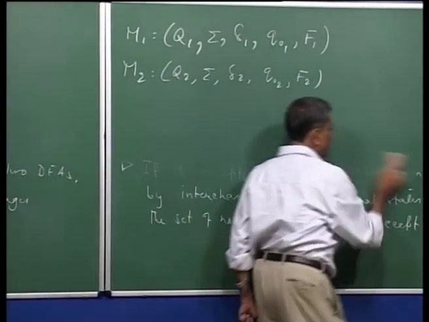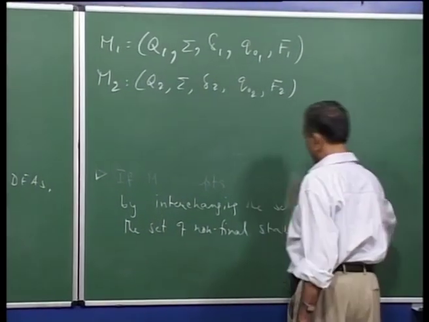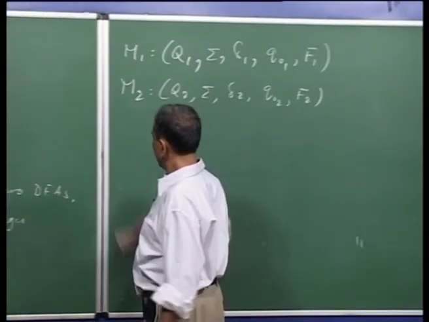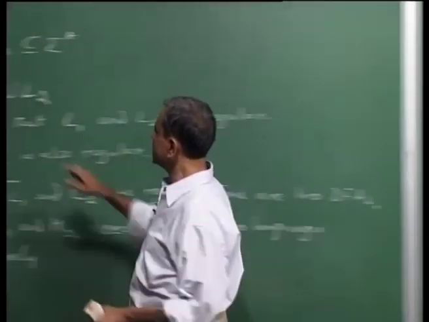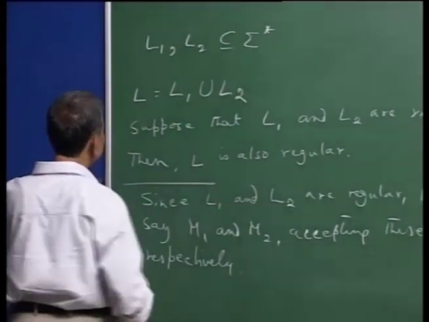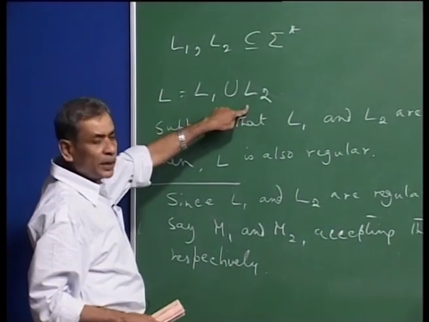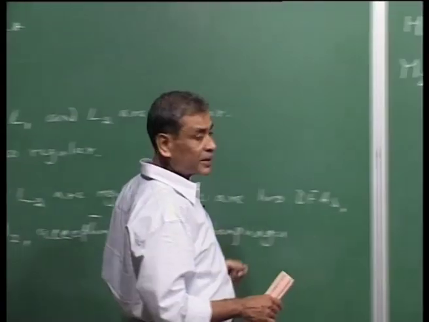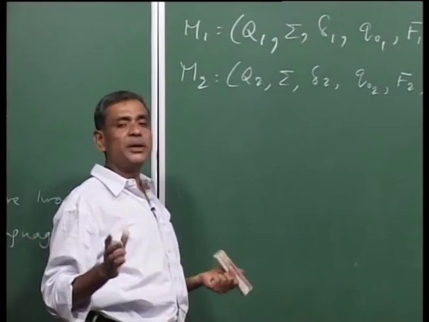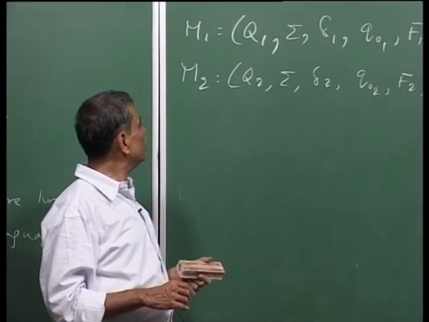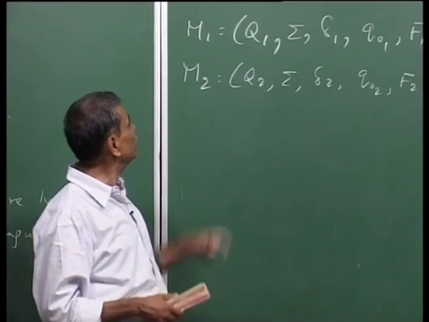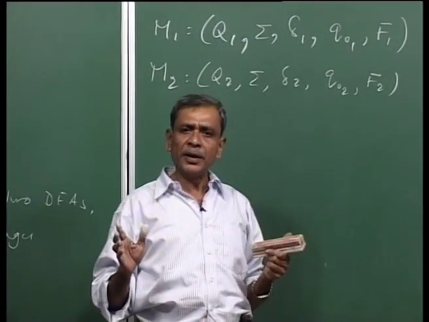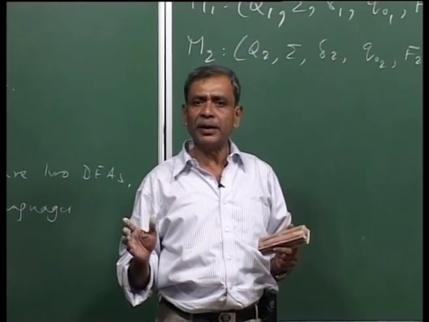Now, we have these two machines and we would like to accept all those strings which are in this language. That means, if a string is either in L1 or in L2 or in both, I should accept that string. My goal is to build a DFA which will accept any string which is accepted either by M1 or by M2. Now, you may think that can be done in this manner.